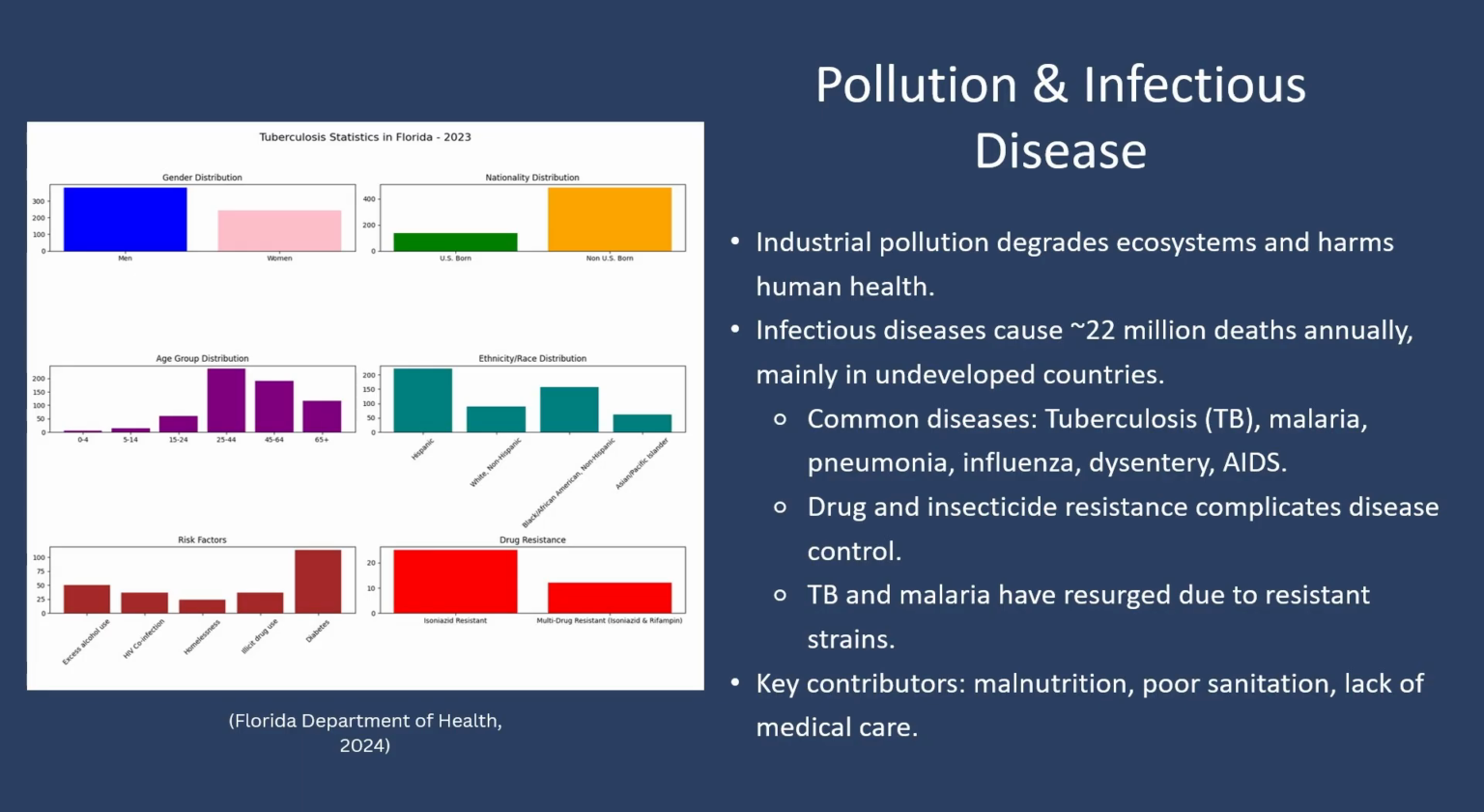First, we notice that men are quite a bit more at risk. Non-US born citizens were more at risk. As far as age groups, we start to see an increase. There's not too many between the ages of 0 to 4 or 5 to 14, but we start noticing an increase in teenagers. And the highest range is 25 to 44.